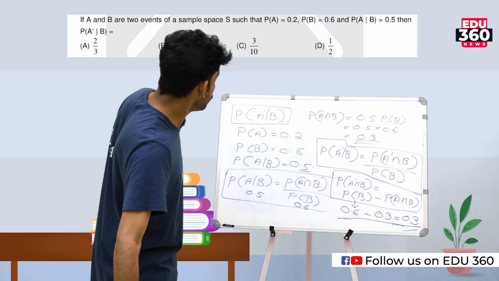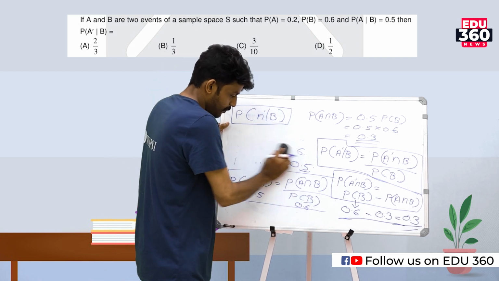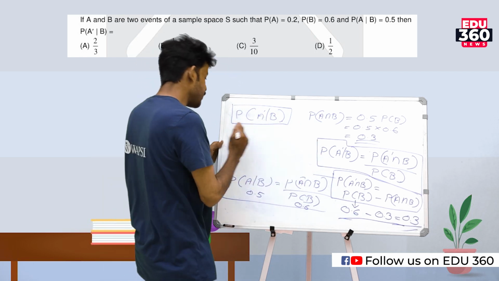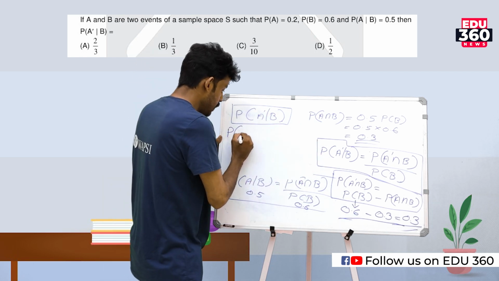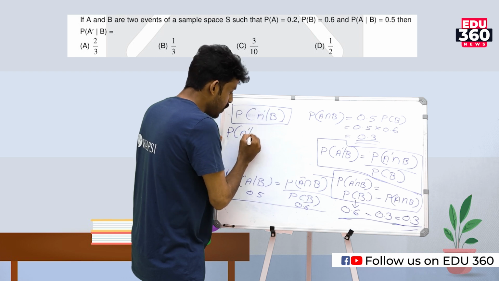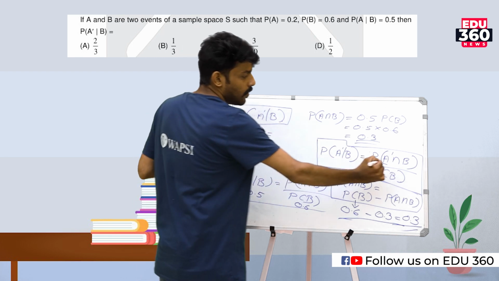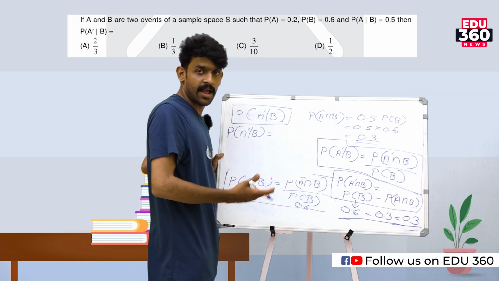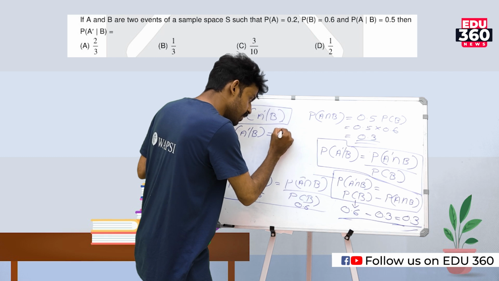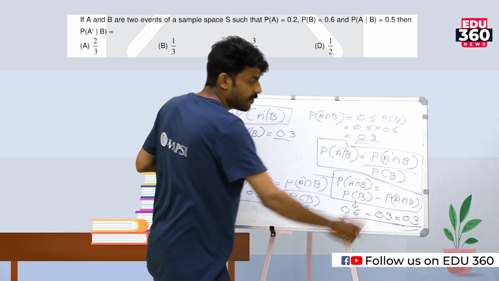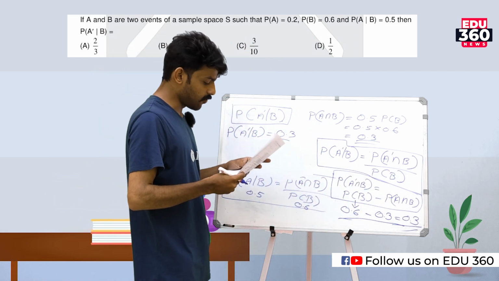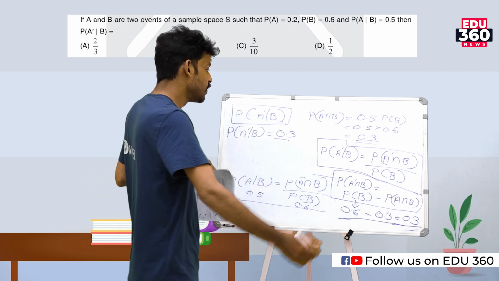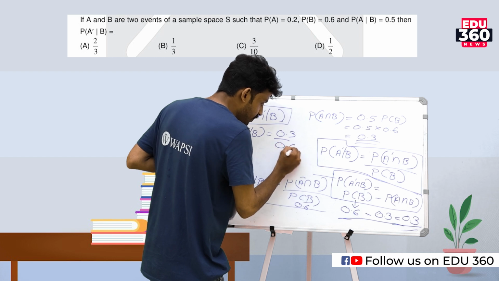Let me show here the final answer. P of A dash bar B is equal to P of A dash intersection B. The value is 0.3, we got the answer from the previous steps. So just substitute here: 0.3 divided by the denominator P of B. What is the value of P of B? P of B is already given in this question. So the value is 0.6. So just substitute here 0.6.